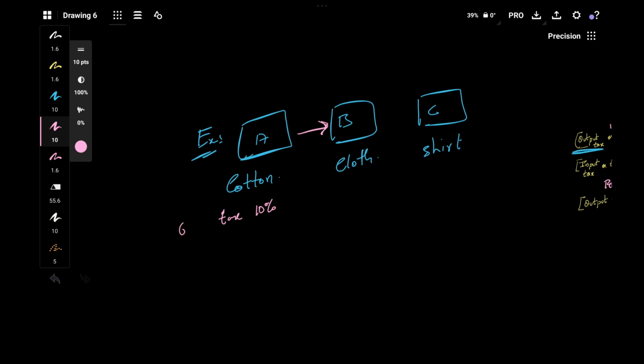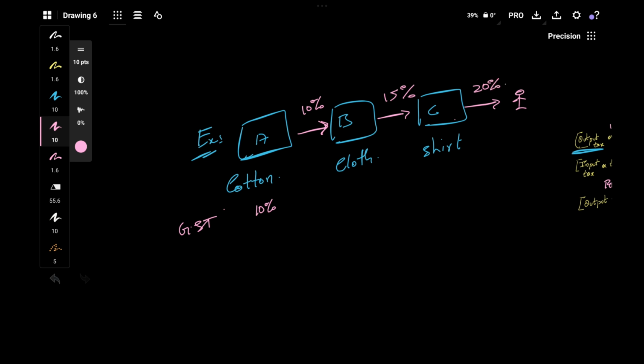Tax means GST rate. GST rate is 10%. When B is selling to C, it is 15%. On cloth, the tax rate is 15%, let's assume this. And when C is selling shirts to a customer, the tax rate is 20%.